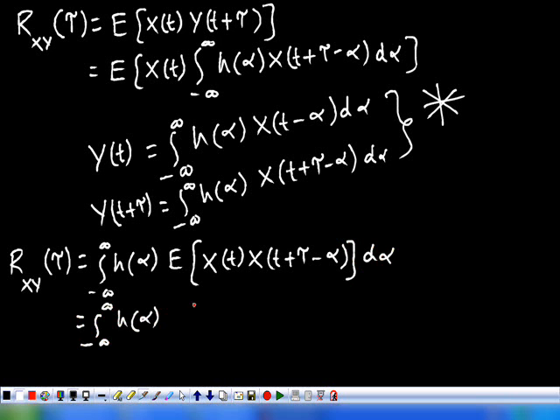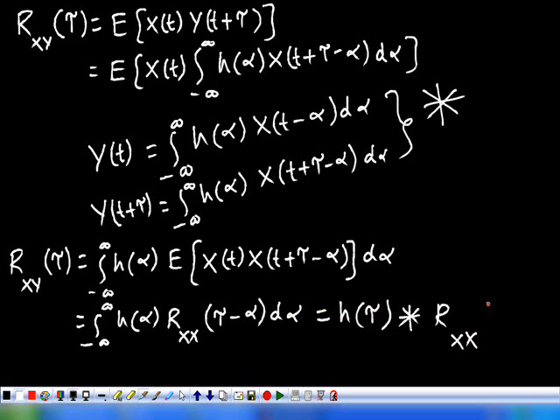So what this indicates, this is the Rxx of, what is the time lag here? This minus this, tau minus alpha, which is equivalent to h of tau convolution with Rxx of tau. Is it clear to you?